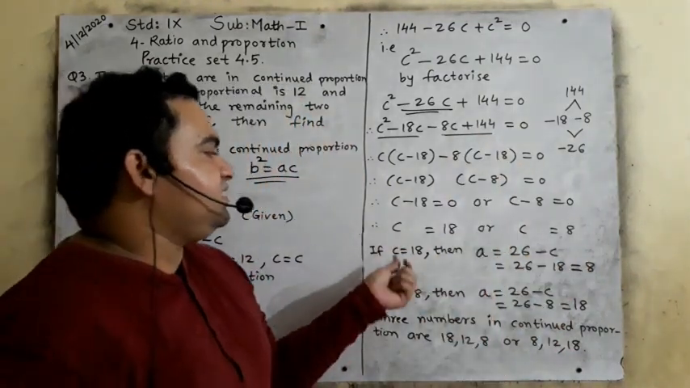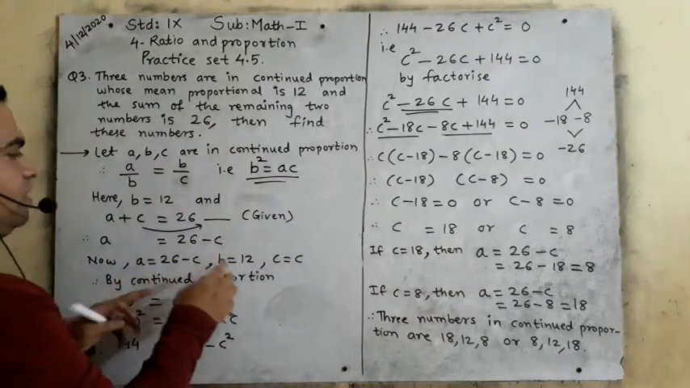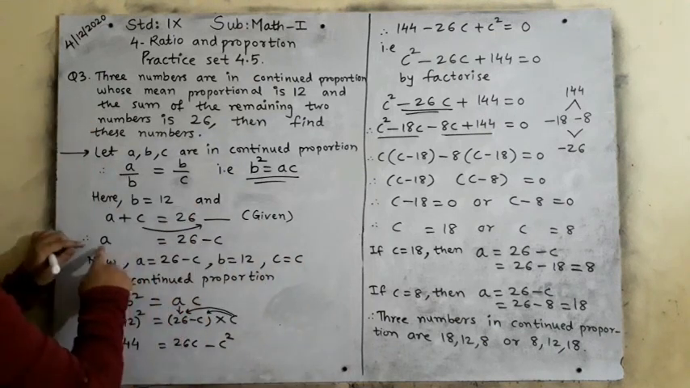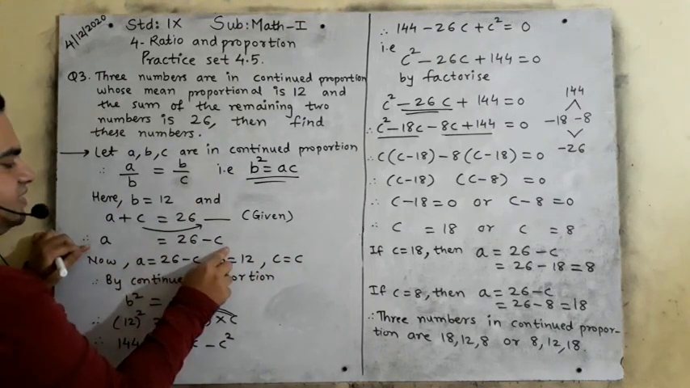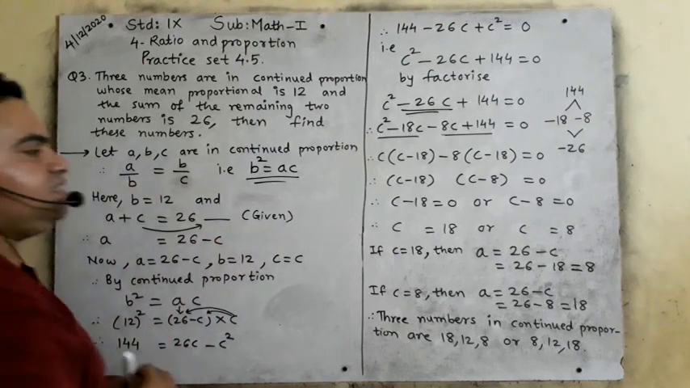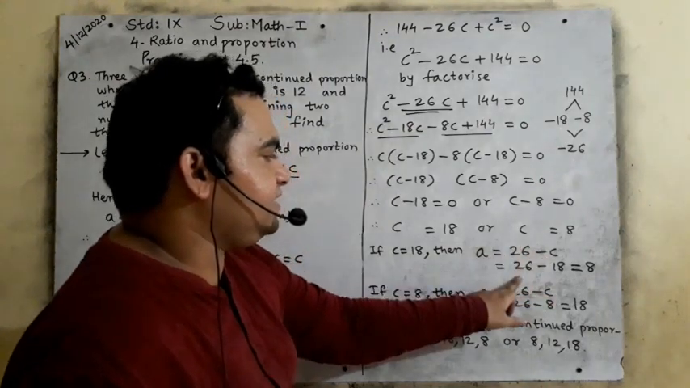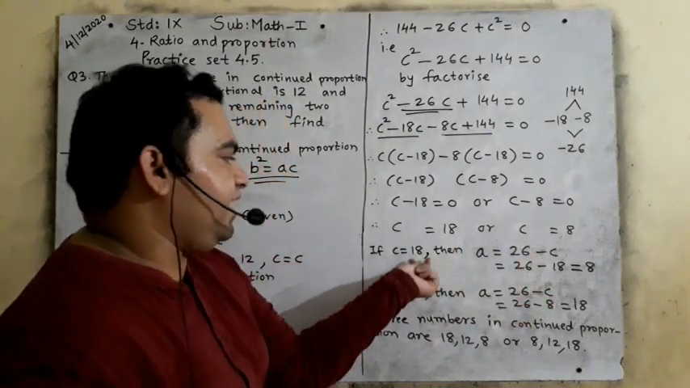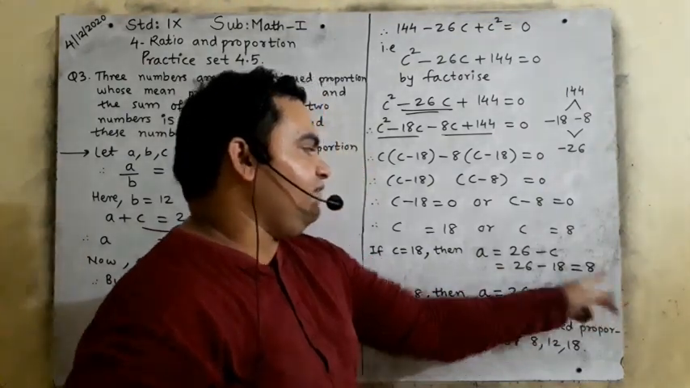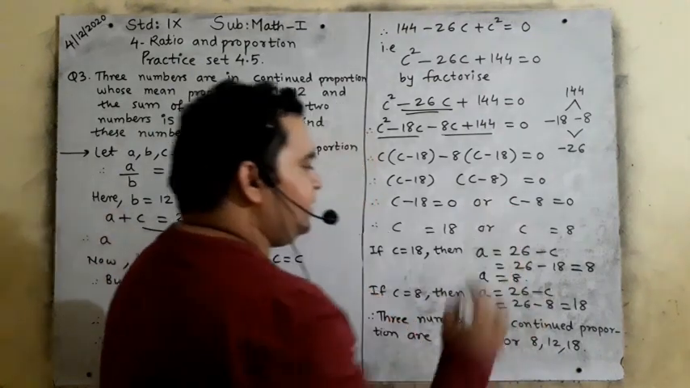Now if you consider C is equal to 18, then you have the formula for A and C. We want to find the value of A and the value of C. We know here that A is equal to 26 minus C. So if you know the value of C, you can find the value of A. See here, A is equal to 26 minus C, 26 as it is. If the C value you consider 18, 26 minus 18 is equal to 8. So this will be your A value. A is equal to 8.